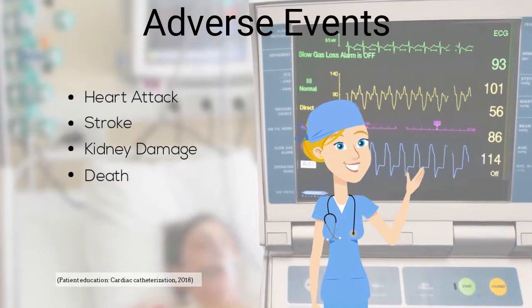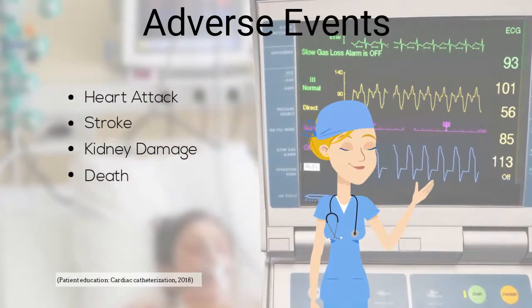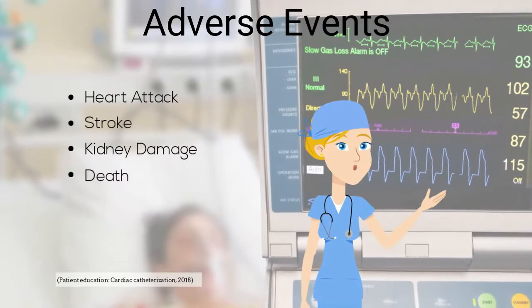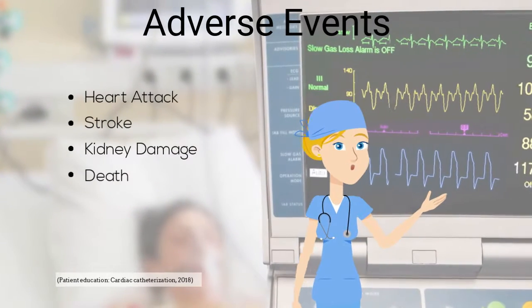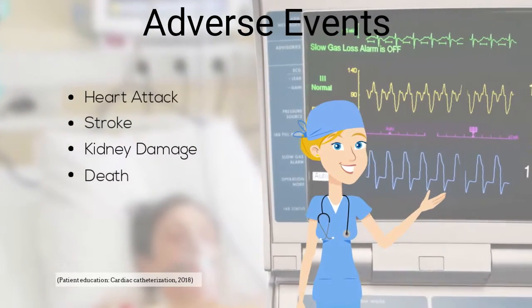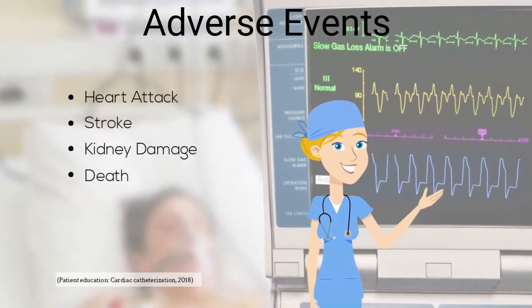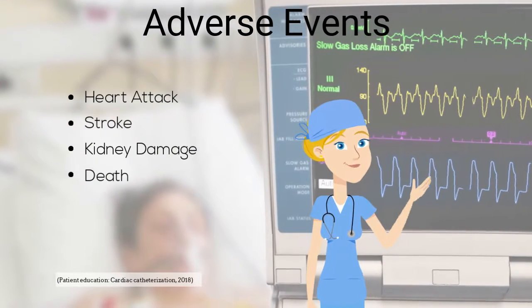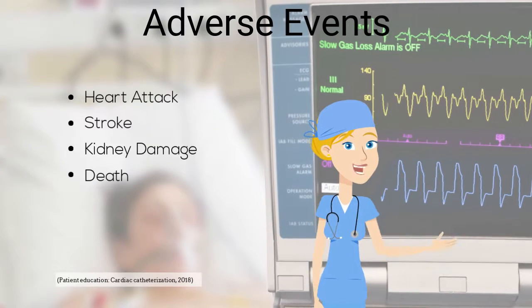It is important to monitor for a heart attack, stroke, kidney damage, and even death during and after the procedure. While problems happening during and after a cardiac catheterization are uncommon, they do occur. Any concerns regarding the risks associated with the procedure should be discussed with your physician.